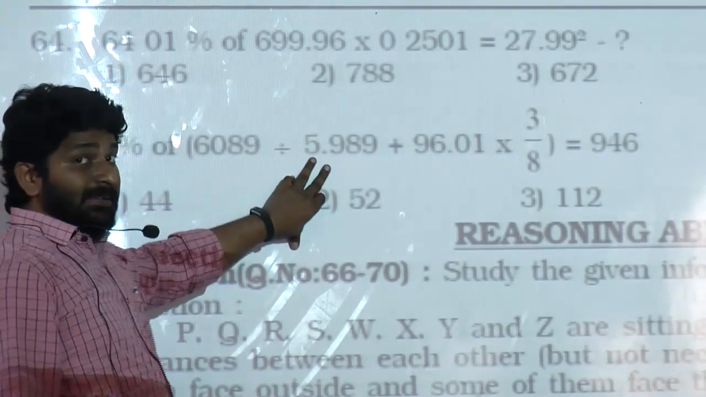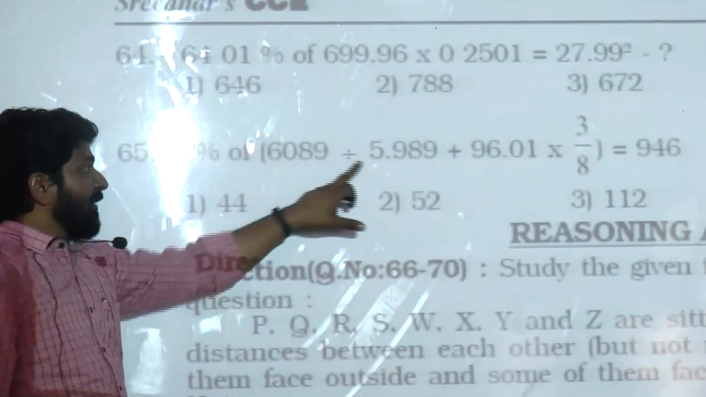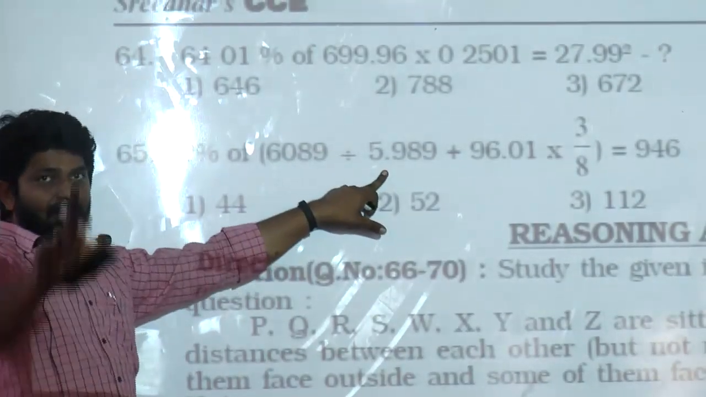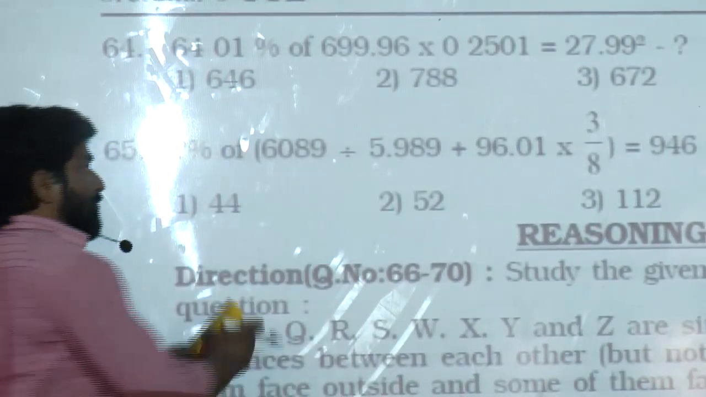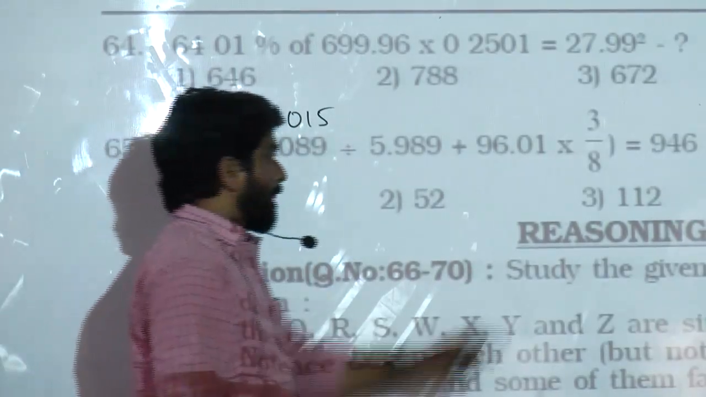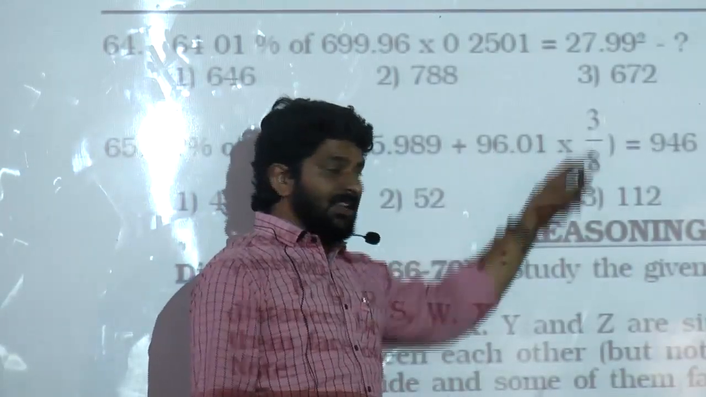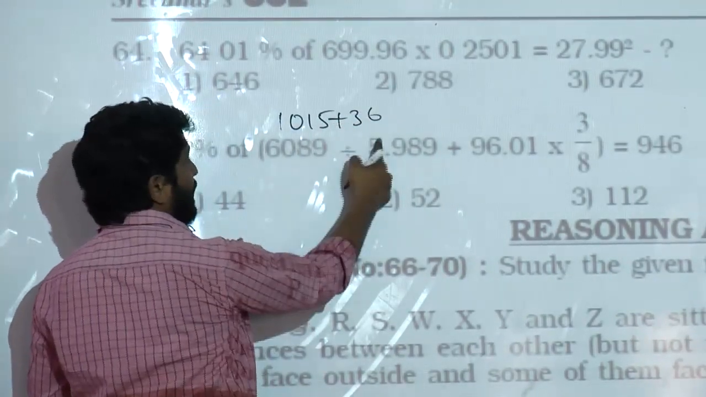But this is 6, right? This is 6009 taken. 6000 divided by 6000. 90 divided by 6, 15. So this particular value is 1015. 12 times 3 is 36, and you need to add 36 here. This is 1051.